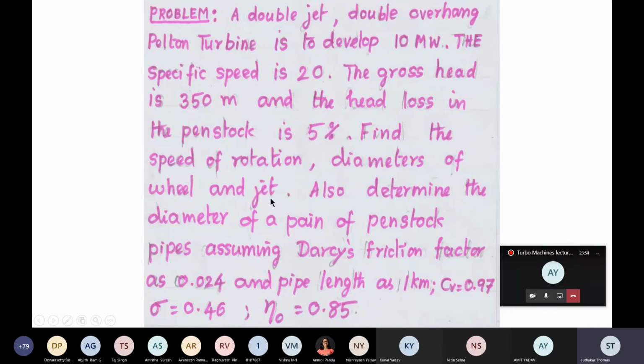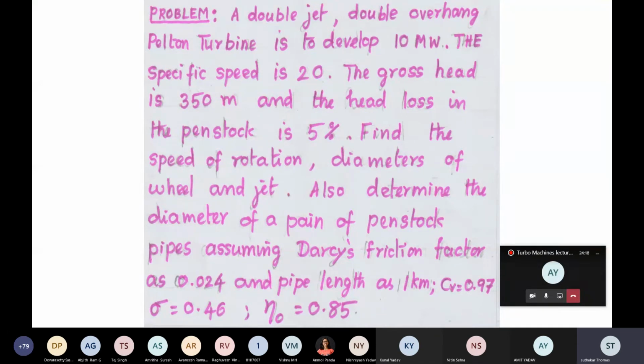Okay, now a numerical problem. A double jet, double overhang Pelton turbine is to develop 10 megawatt. The specific speed is 20. The gross head is 350 meters and the head loss in the penstock is 5%. Find the speed of rotation, diameters of wheel and jet.